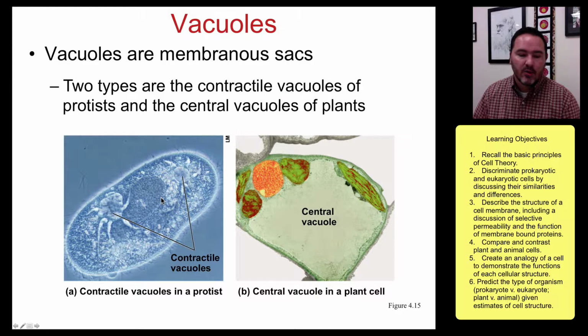Vacuoles are found in both protists, in the form of contractile vacuoles, and then central vacuoles, which are found only in plants. And these are used, like the central vacuole, as a storage sac where they can store lots of water and other things, and that can contract and expand.